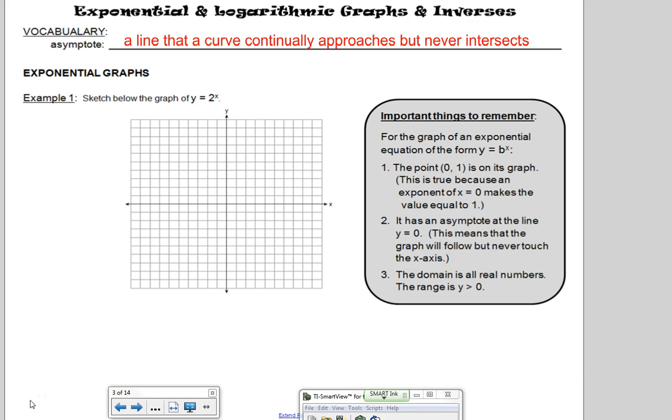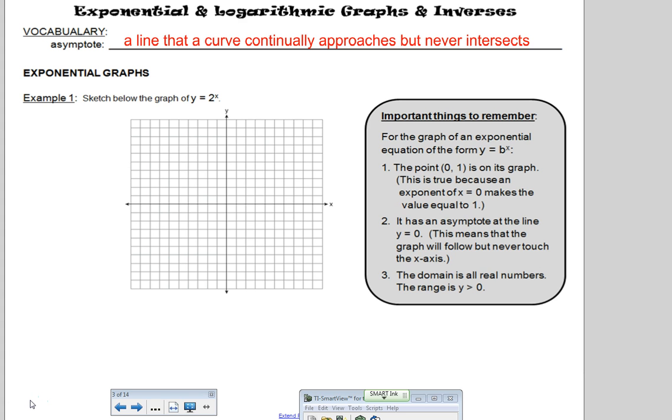Hi, today we're going to be doing the graphs of exponentials and logarithmic functions. So first off, you have to know a keyword called asymptote. An asymptote basically is an imaginary line that a curve will approach but never intersect on a graph.